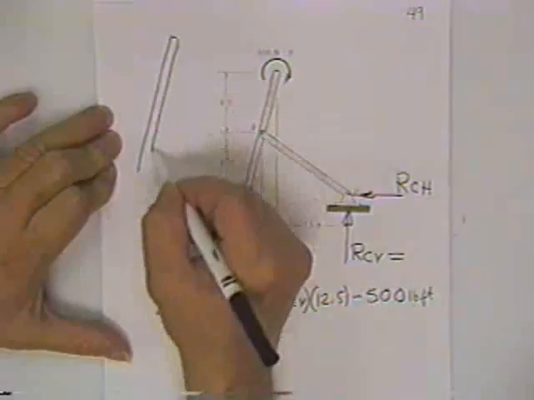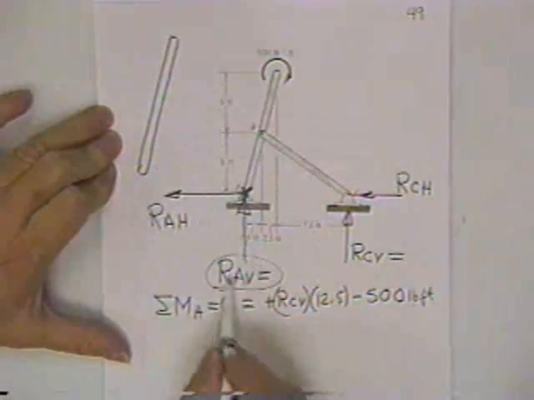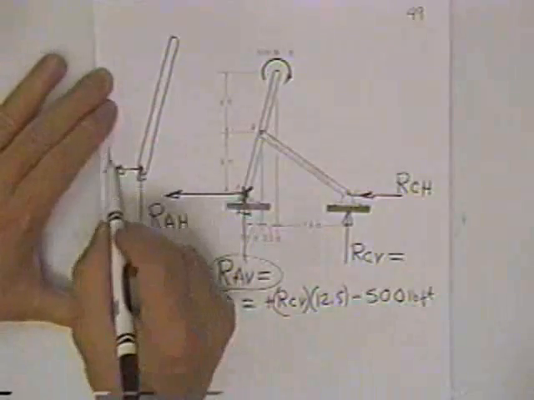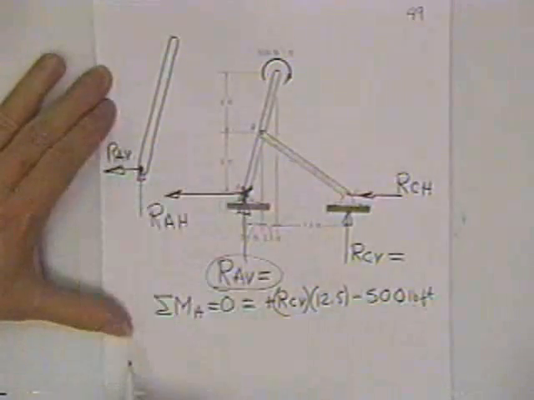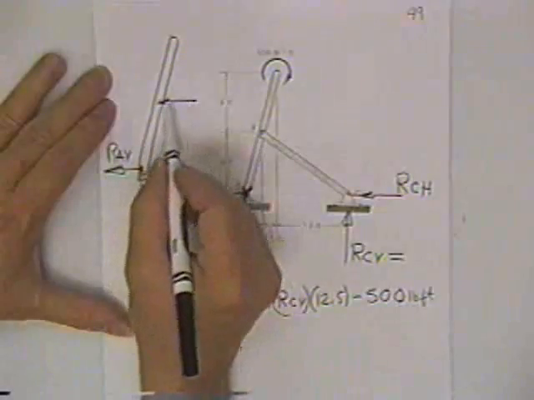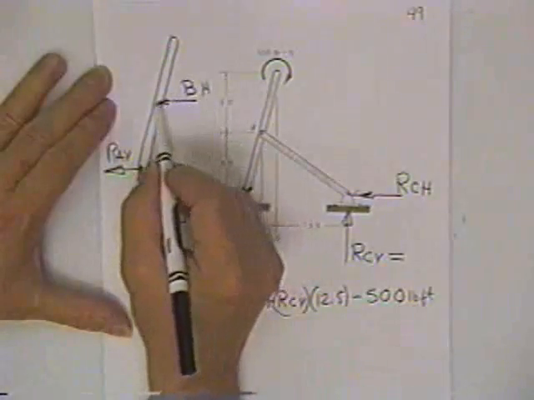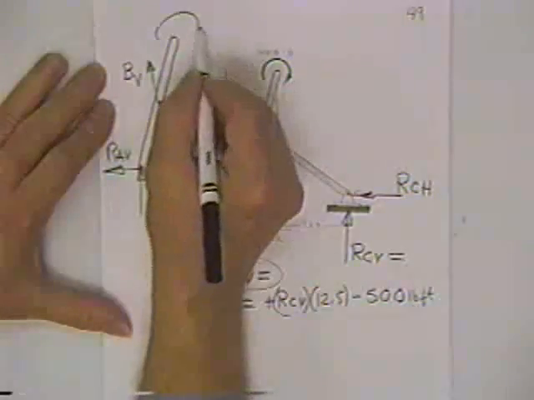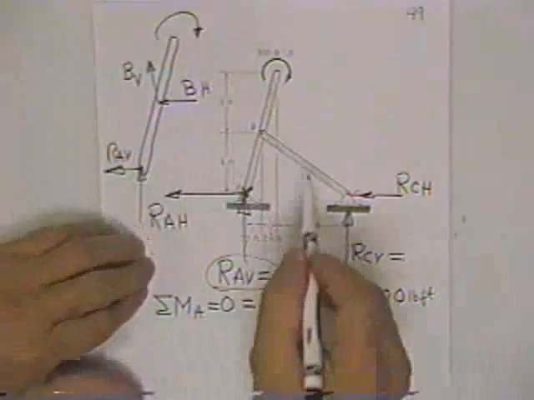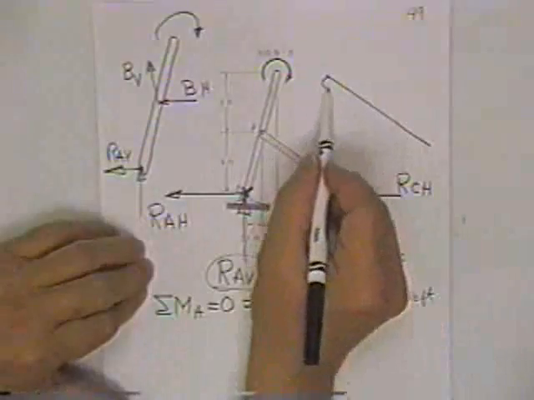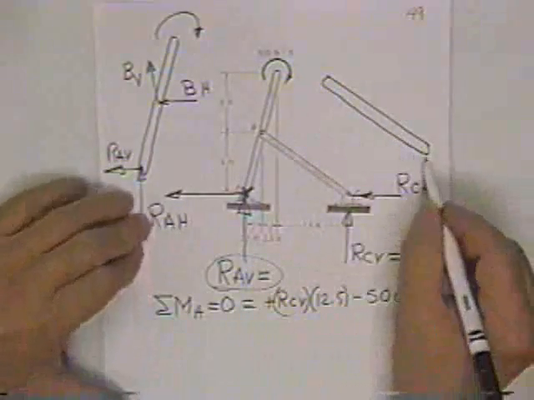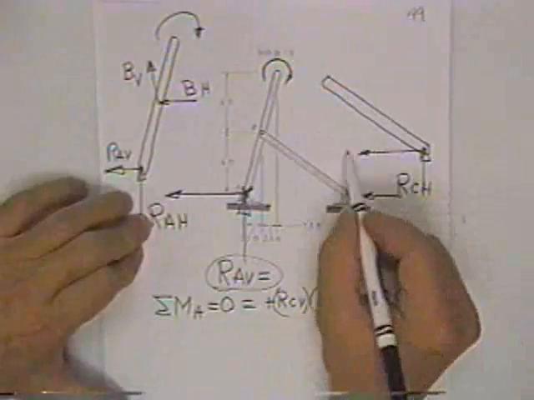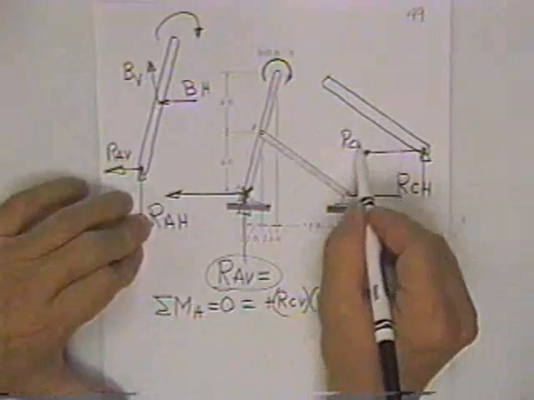Here's your free body. You'll put this known number on here. You'll put this unknown number as just a name. You will guess B horizontal. You will guess B vertical. You will put this on there. Then you'll draw a free body of this one. You will put this known number here. You will put this unknown number here.